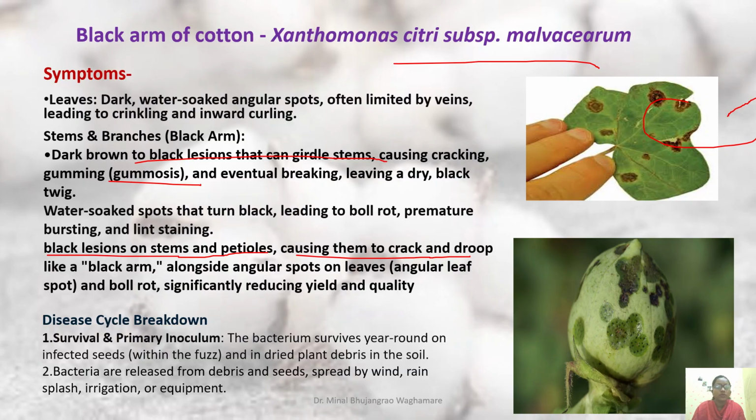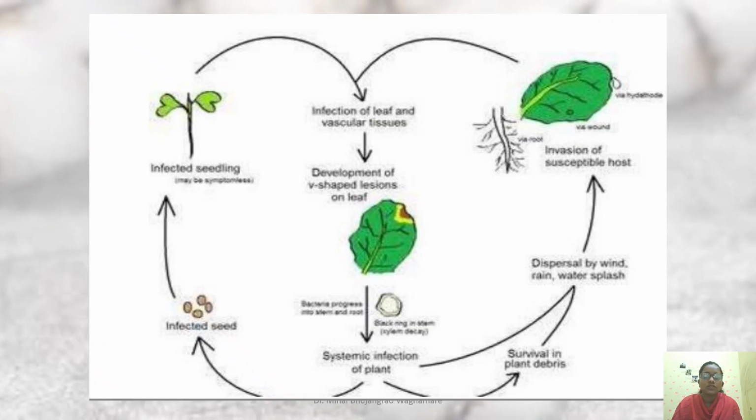Coming to the disease cycle, no specific spores are formed, but the bacteria survive for years in the infected seed and dried plant debris in the soil and get spread by wind, rain splashes, and irrigation equipment. So ultimately the infected seed will carry the pathogen for years and get spread from one place to another by wind, rain, and water splashes.